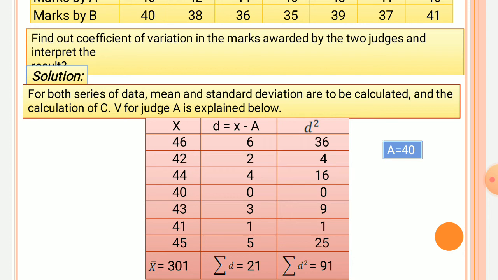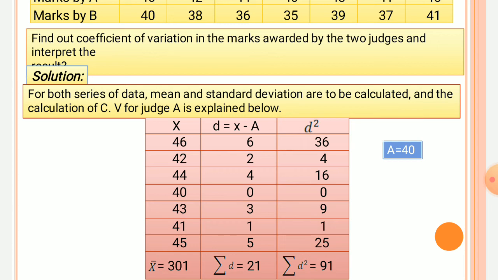So d can be calculated as x minus a. Here 40 is taken as the assumed value, because it is a value taken to make the differences of all the given values. 46 minus 40 is plus 6, 42 minus 40 is 2, 44 minus 44 is 0, 40 minus 40 is 0, 43 minus 43, 41 minus 41, 45 minus 45.